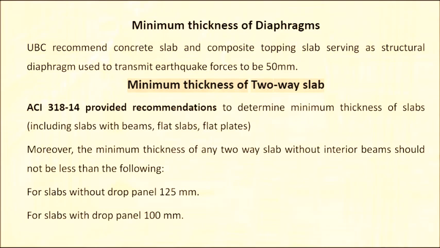Minimum thickness of two-way slab. ACI 318-14 provided recommendations to determine minimum thickness of slabs, including slabs with beams, flat slabs, flat plates. Moreover, the minimum thickness of any two-way slab without interior beams should not be less than the following: for slabs without drop panel, 125 mm; for slabs with drop panel, 100 mm.